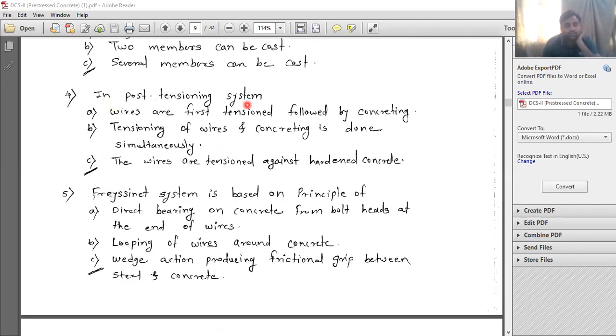Then in the post tensioning system, wires are tensioned. Wires are first tensioned followed by concreting? No. If the wires are first tensioned and followed by concreting, then it is the pre-tensioning system, not post. Tensioning of wires and concrete is done simultaneously? Simultaneously means at the same time. So it is also no, because it is post tensioning. So the wires are tensioned against the hardened concrete. That is the correct answer. Once you pour the concrete, we let the concrete get hardened and then we pull the wires.